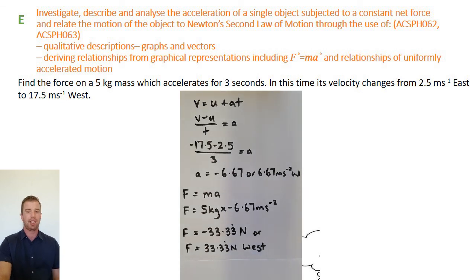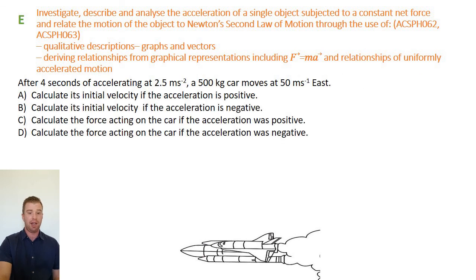Let's have a look at another question here. So after 4 seconds of accelerating at 2.5 meters per second squared, a 500 kilo car moves at 50 meters per second east. Now, A, calculate its initial velocity if the acceleration is positive. What happens if the acceleration is negative for B? Now, C, calculate the force acting on the car if the acceleration was positive, and D, if it was negative. So let's have a look here.